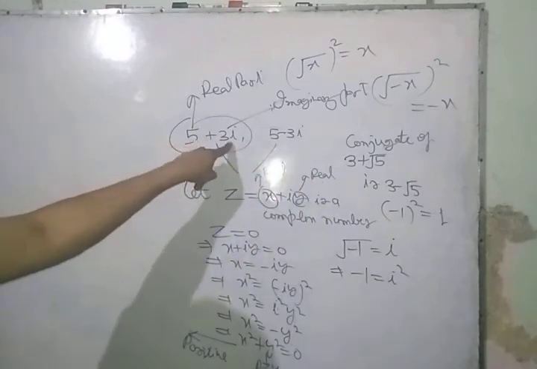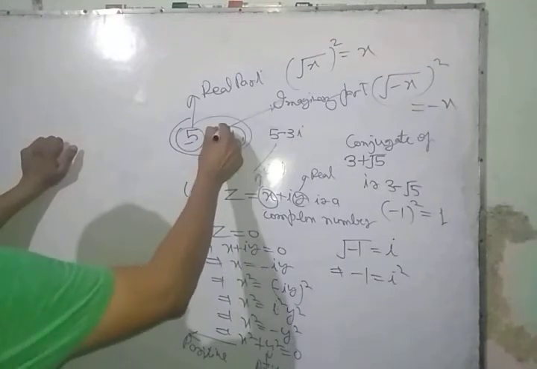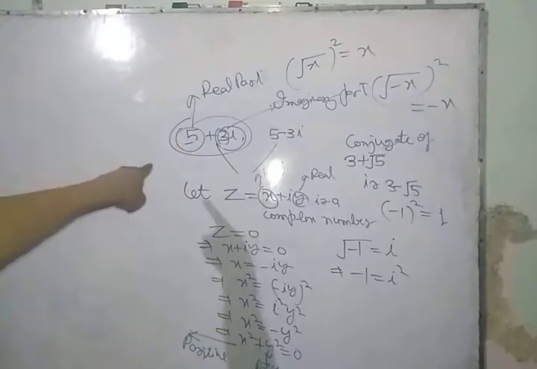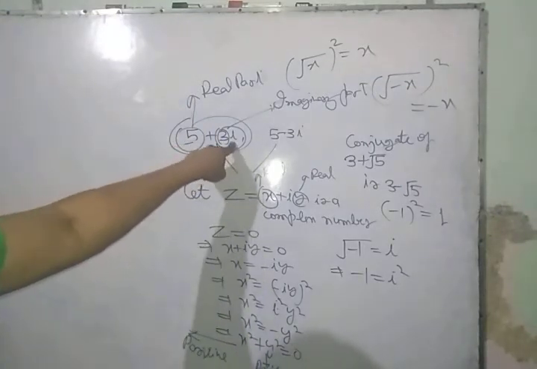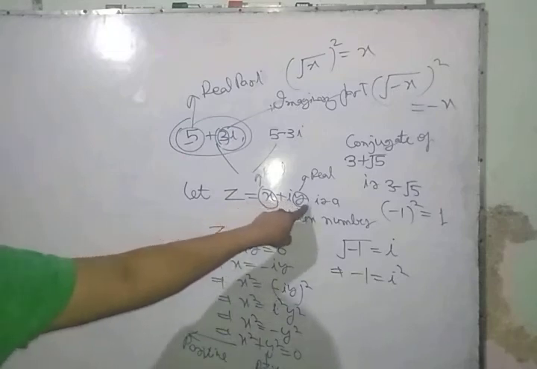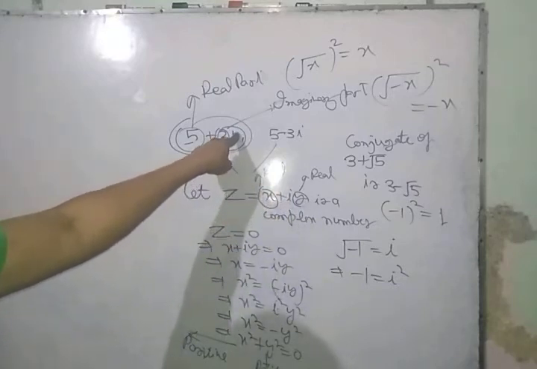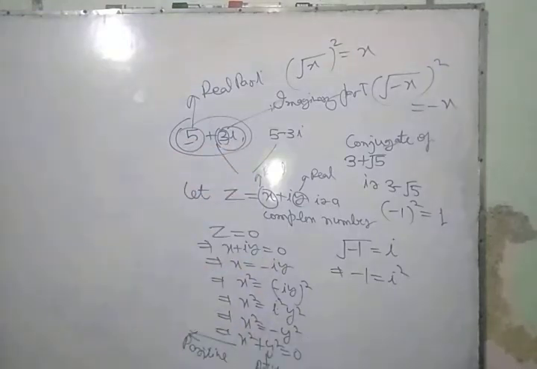Now see, 5 plus 3i. 5 is real, 3i is imaginary, but only 3 is real. 3 is real, 5 is real. 3i is imaginary. Similarly, x is real, y is real, iy is imaginary. When you put i before y, then it will become imaginary. When you put i before 3, then it will become imaginary. So x is real, y is real, and we know that the square of any real number is always positive.